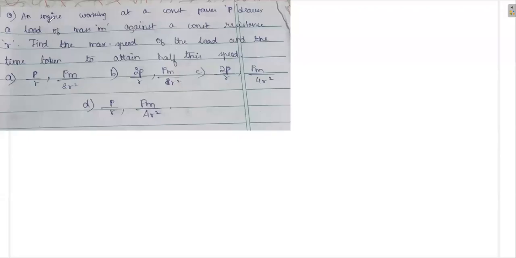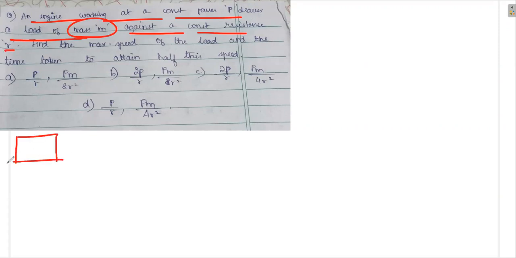Okay, the next doubt is an engine working at constant power. So power is constant, and it draws a load of mass M against a constant resistance R. So it's like this maybe. You can take an object of mass M. You have an engine, this is the engine. It does some work, whatever the engine may be.